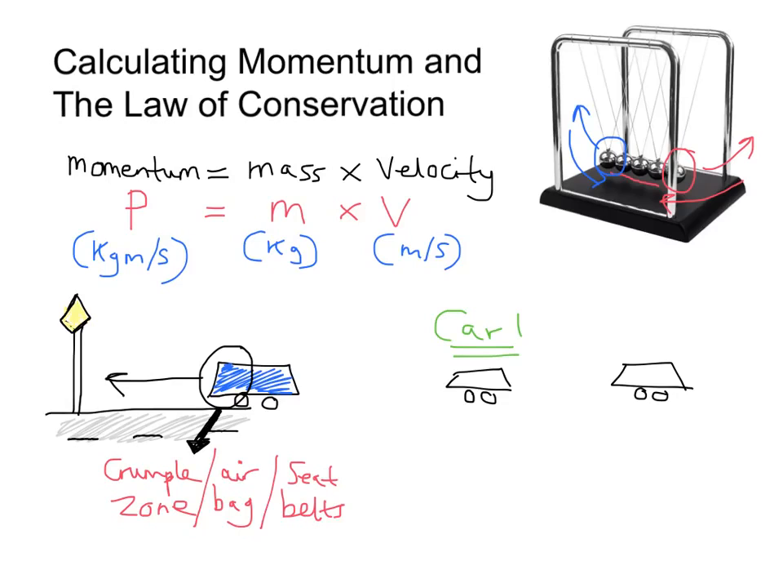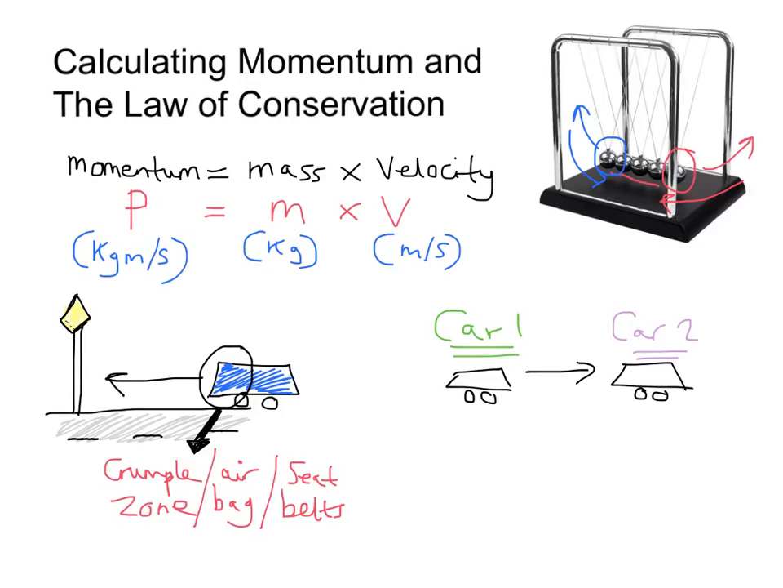And let's call this one over there car 2. So we've got car 1, car 2. We're going to imagine car 2 is stationary. Car 1 is driving, and car 1 is going to collide with car 2.